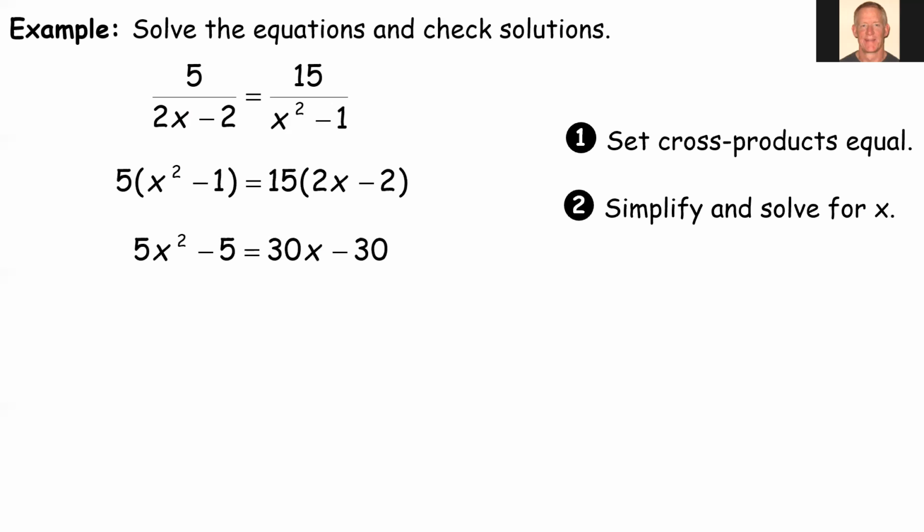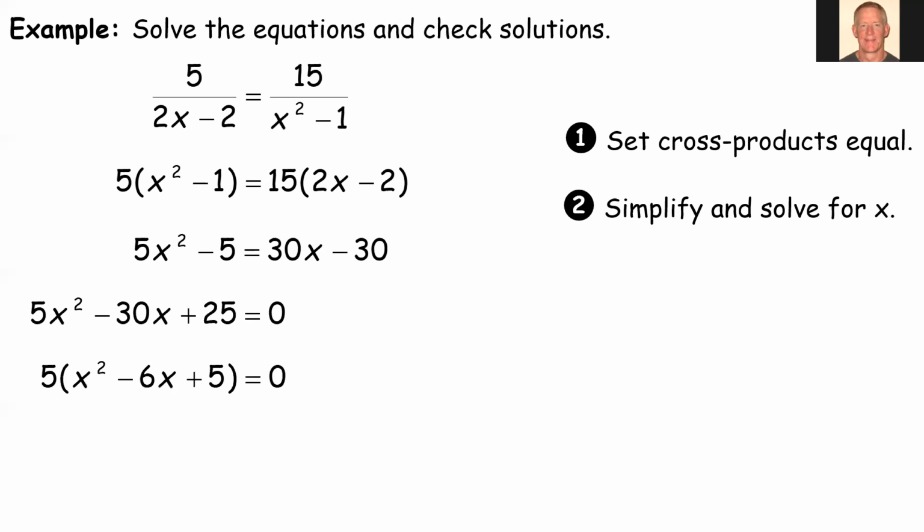And notice, since we have an x squared term, we're going to wind up with a quadratic equation to solve here. So to solve a quadratic equation, we want to get everything on one side equal to 0 on the other. So let's do that, right? We need to subtract the 30x. That gives us a negative 30x. We're going to add 30, so negative 5 plus 30 gives us 25, and now that's equal to 0.